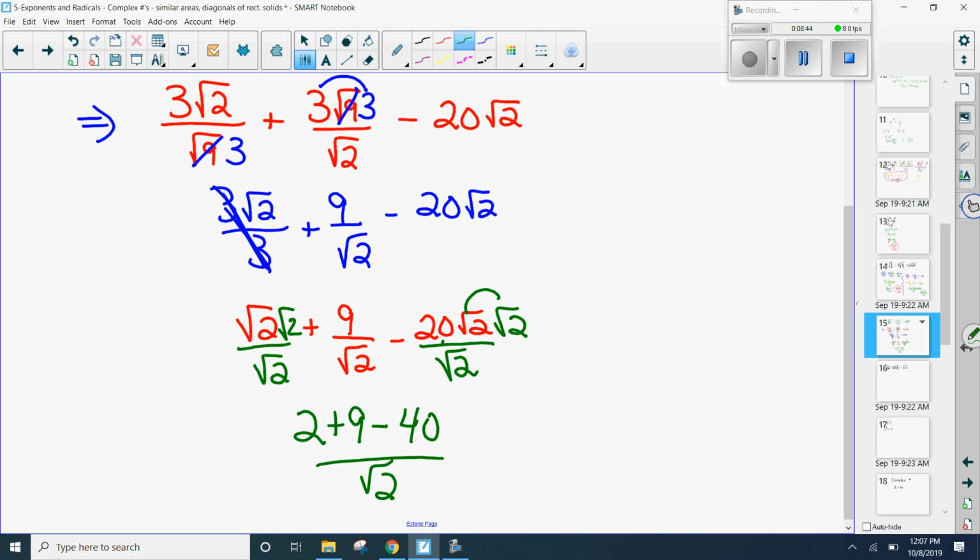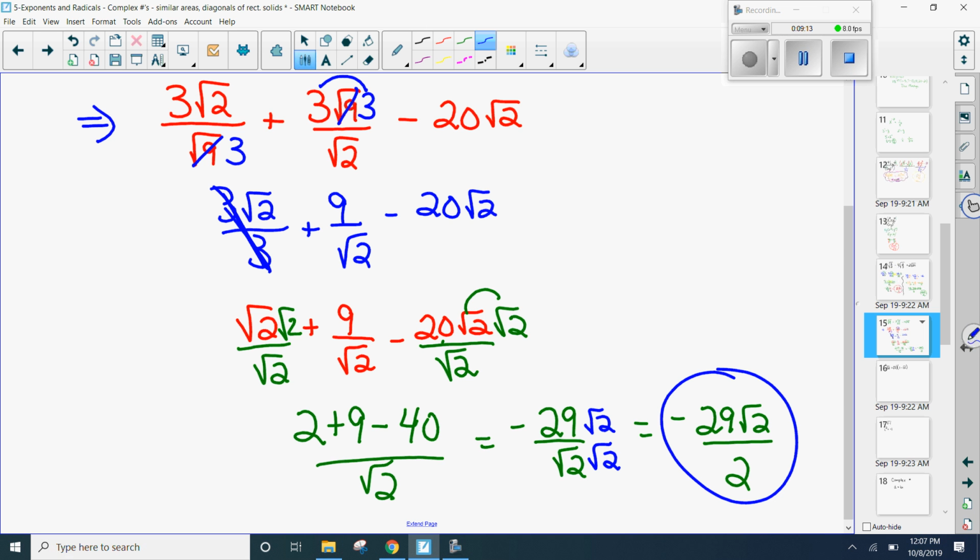So if you subtract, you're going to end up with, I believe, negative 29 over radical 2. I'm going to check my math now. So then you get negative 29 radical 2 over 2 if you rationalize that denominator by multiplying by radical 2. If you could reduce the 29 and the 2, you would, but you can only reduce the numbers outside of the radical sign. Yes, if it were 28, that's what it would be.